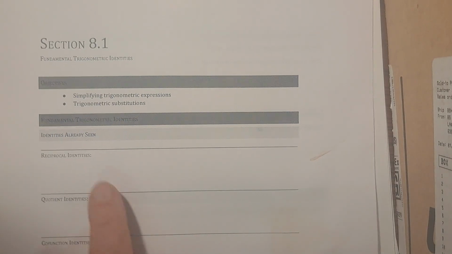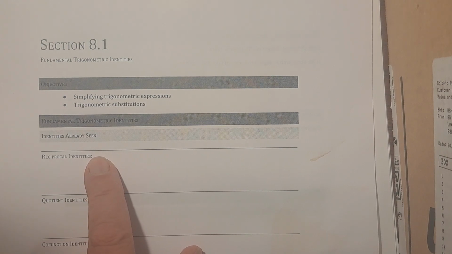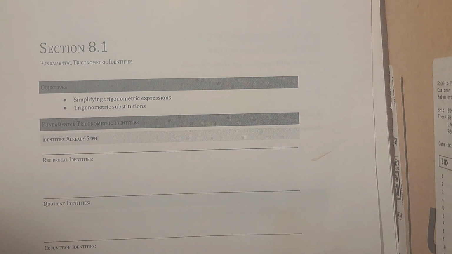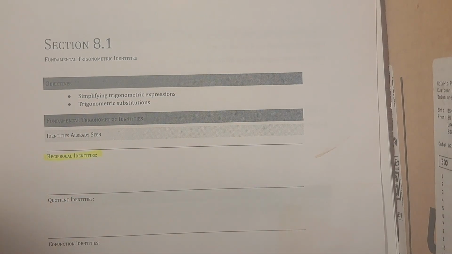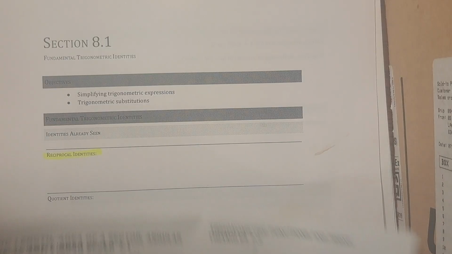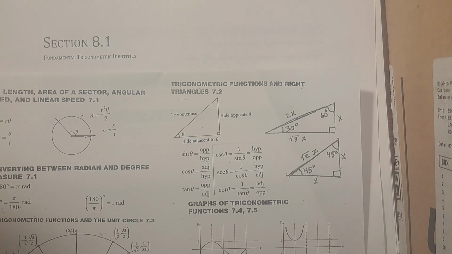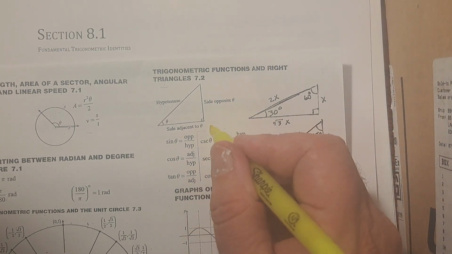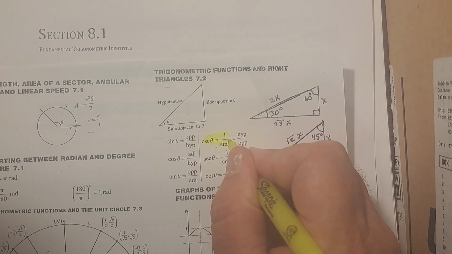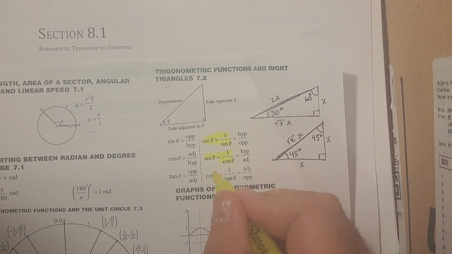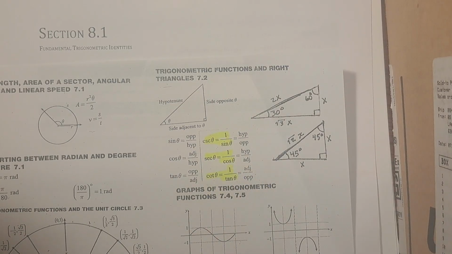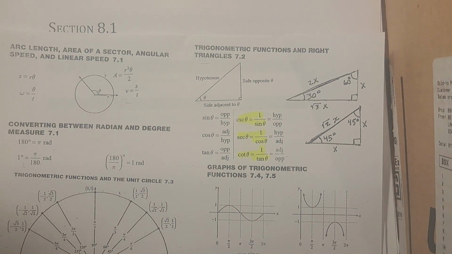So, as this handout says, we're going to talk about identities we've already seen, starting with what it's calling the reciprocal identities. So the reciprocal identities on this sheet were these, that cosecant is 1 over sine, and secant is 1 over cosine, and cotangent is 1 over tangent. So we've seen them before, but they might be useful in the section that we're about to do.